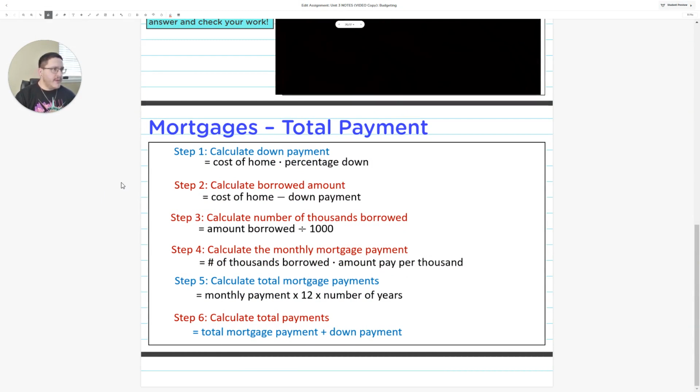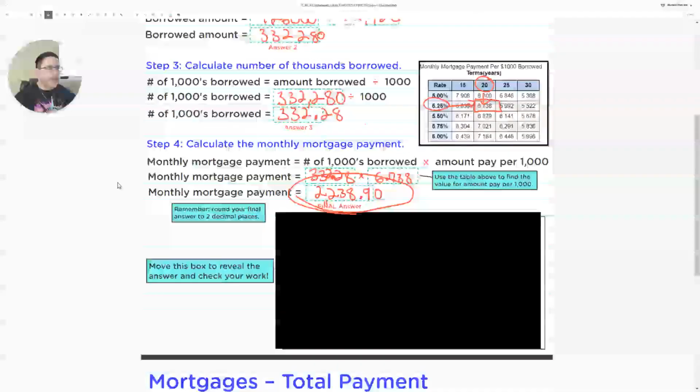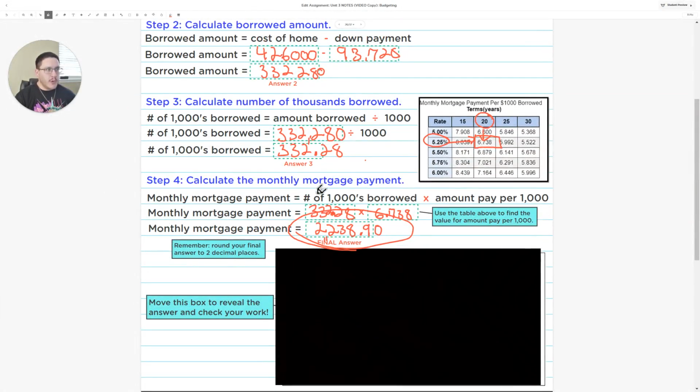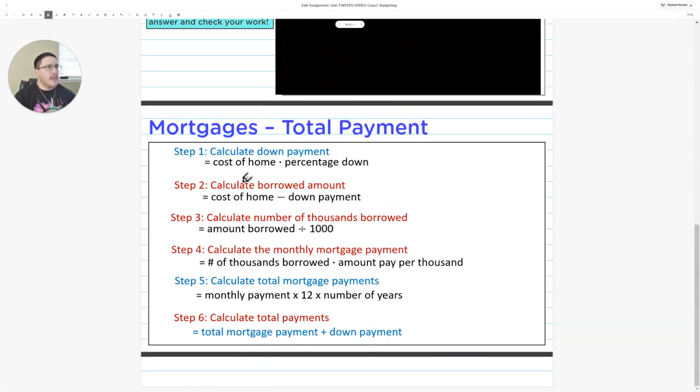Moving on to a different type of problem, we're now going to look at calculating the total payment of a mortgage. So before, we were calculating the monthly mortgage payment, which also included the interest that is involved with these types of loans. With these types of problems, the first 4 steps are going to be the exact same. However, we're going to add steps 5 and 6.